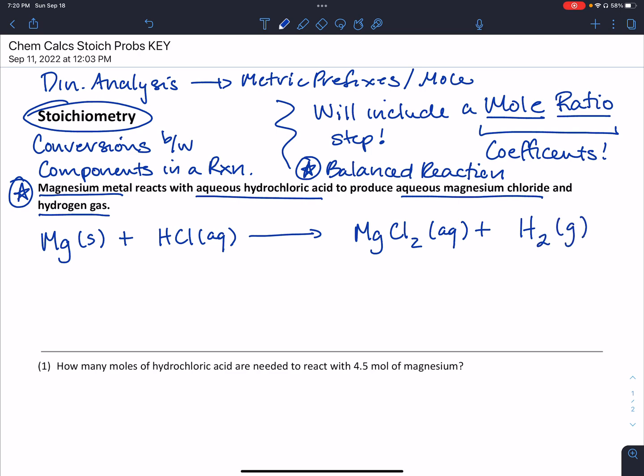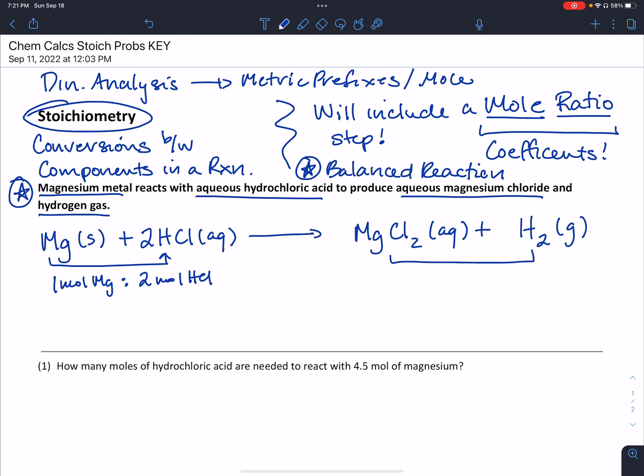So here's our chemical reaction. Now we need to balance. The magnesium looks good. We're going to need 2 HCl's to balance the 2 chlorides in magnesium chloride. And now our hydrogen's balanced as well, so we're good to go. That mole ratio step can be between anything. If I look first at magnesium versus hydrochloric acid, for every 1 mole of Mg, I have 2 moles of HCl, because that's what our coefficients are telling us.